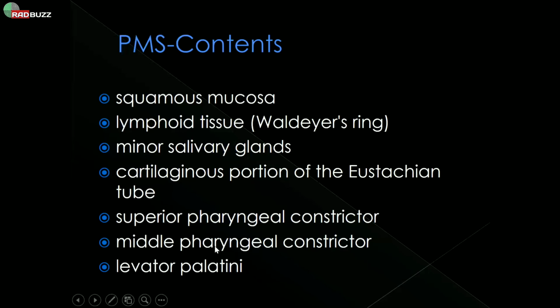Now, what are the contents of this space? Squamous mucosa, lymphoid tissue, Waldeyer's ring. Waldeyer's ring is a soft tissue made up of lymphoid tissue, and it includes tonsils and tonsillar pillars, etc. Minor salivary glands behind the tongue are there. The cartilaginous portion of the eustachian tube, I will show you where it is. The superior and middle pharyngeal constrictor muscles are just behind the pharyngeal wall, and the levator palatini is at the palate.